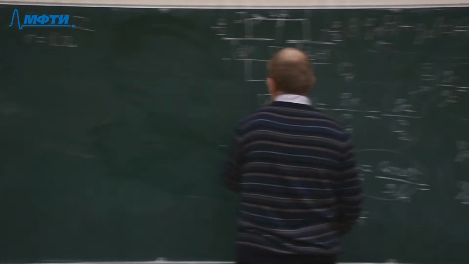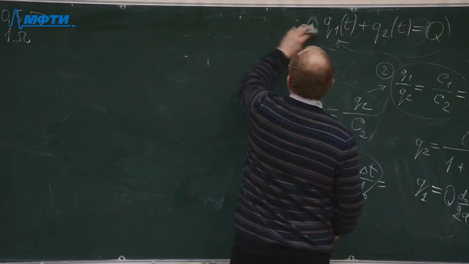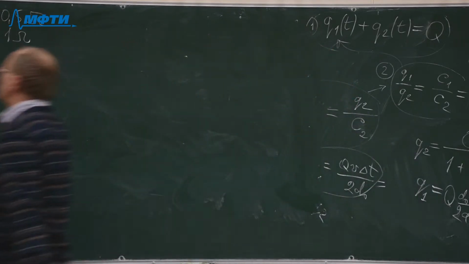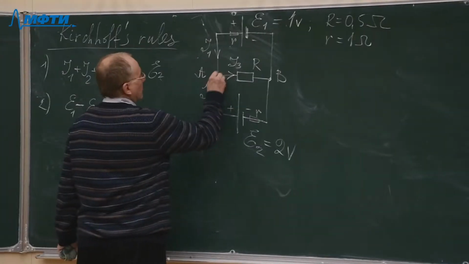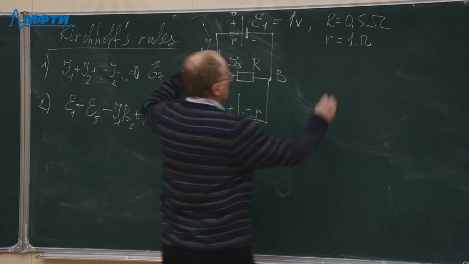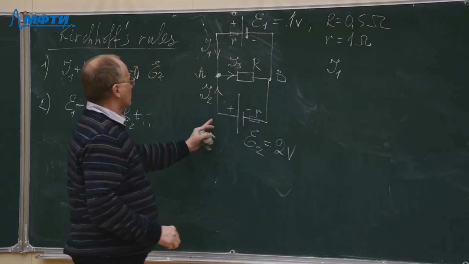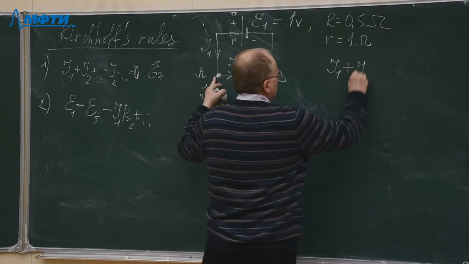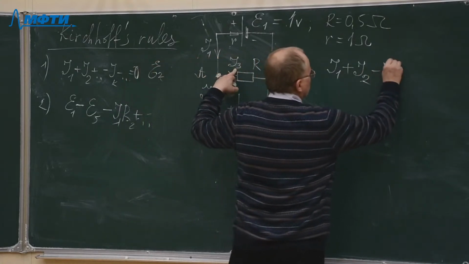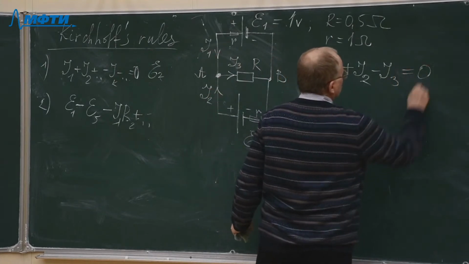The circuit is rather simple. It's not a complicated circuit, and therefore Kirchhoff's rules applied to the circuit will give us very simple equations. Well, the first equation for this junction of wires will give us that the current I1, taken with the plus sign as it goes into this point, plus again with the plus sign the current I2, minus the current I3, we take it with minus sign because it flows out of the junction. All this must be equal to 0.